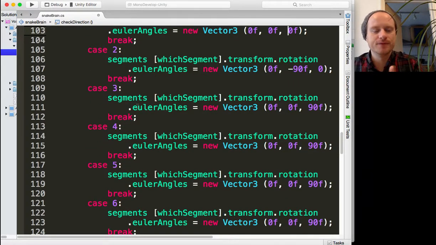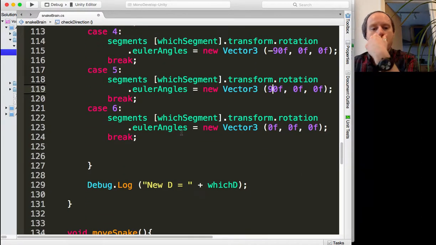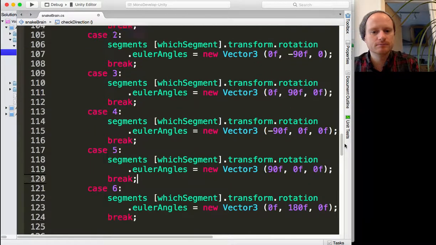Okay. Case 3, that's turning right. So that wants to be plus 90 on the y-axis, so it's like that. 4 is going up, so it wants to be the right axis or the x-axis by minus 90. I'm just going to remove the 90s from here in case I forget those. Right, 5, we're going down. So that's x-axis plus 90, I think. And then 6 was going back. So that's minus 180, or just 180 on the y-axis. Okay. I think that's it.